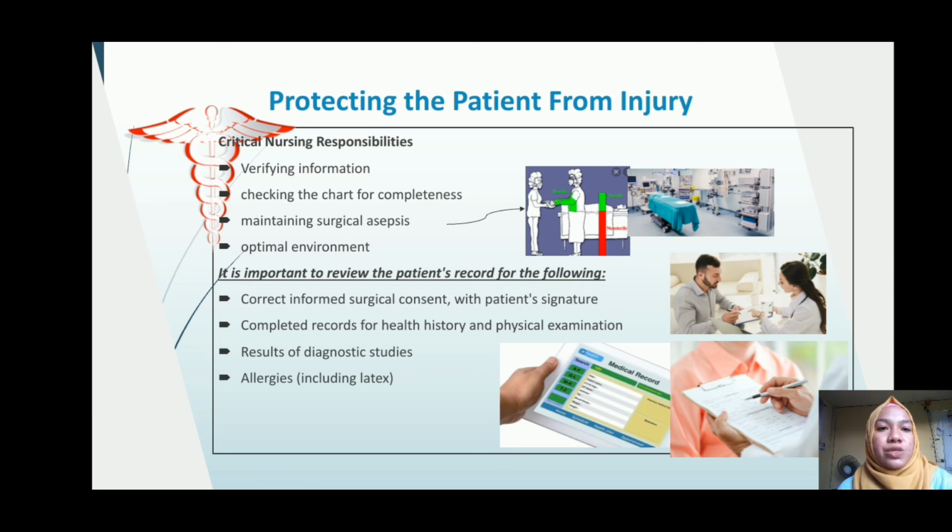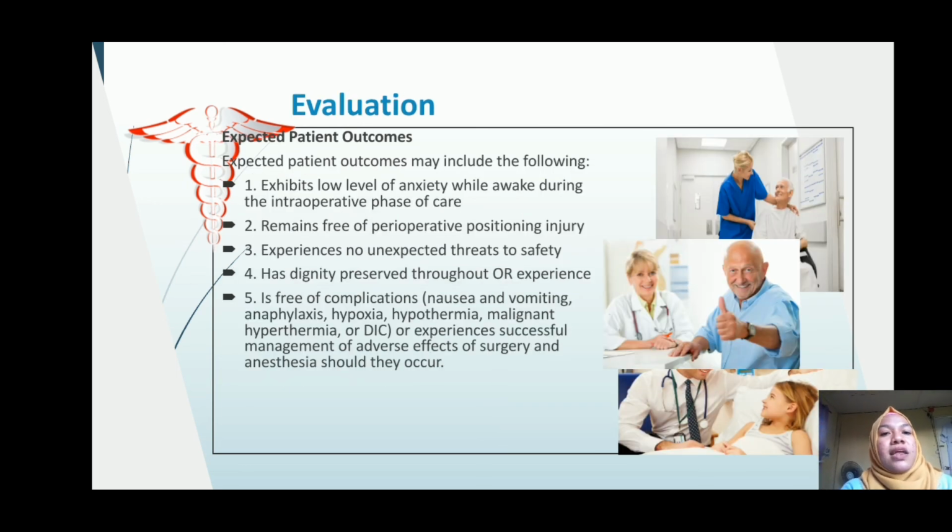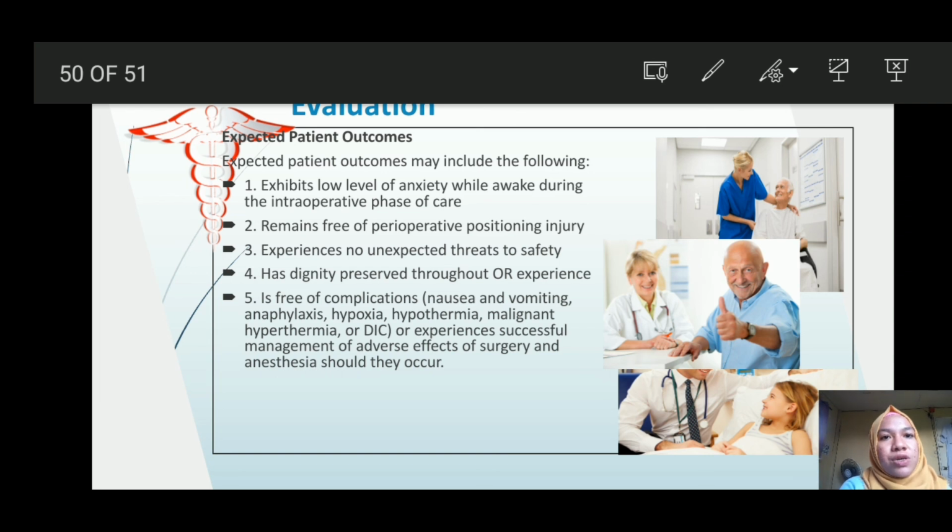It is important to review the patient record for the following: correct informed surgical consent with patient signature, and then complete records for health history and physical examination, results of diagnostic studies, and allergies of the patient. So you need to check or review that. And the last is the evaluation: the expected patient outcome after the surgery.